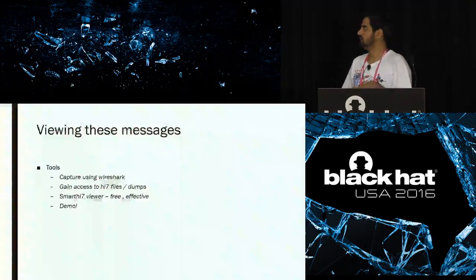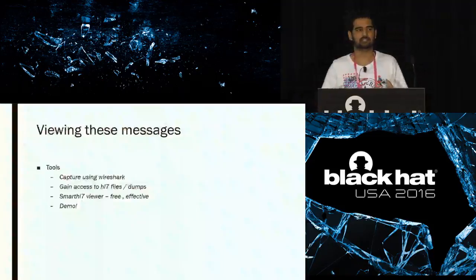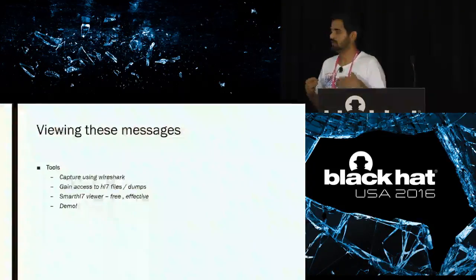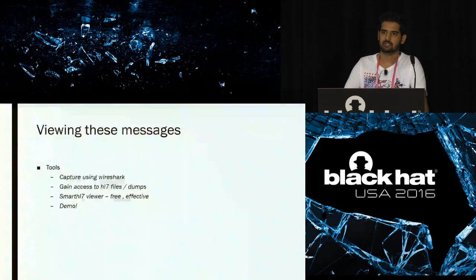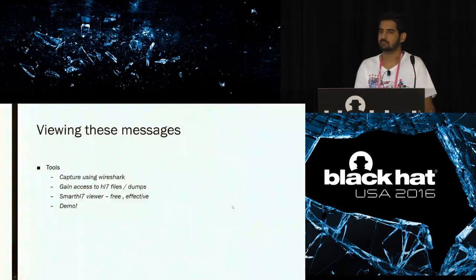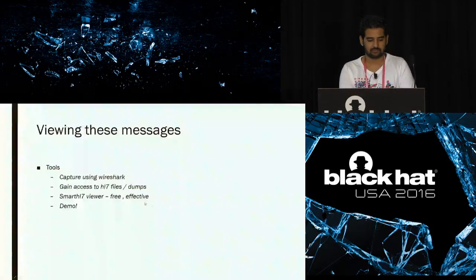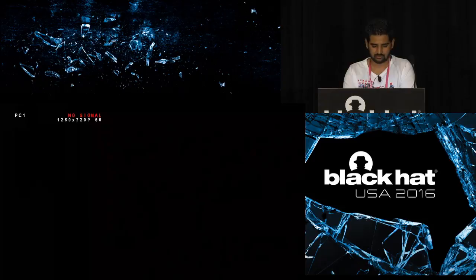Let's just jump to how you view these messages and how you attack these messages. You can capture these messages using Wireshark, but if you're running this on a live environment, be sure you have a really powerful machine. A typical trace over a hospital network gets you GBs of data within 5 minutes. That is why pen testing these messages becomes a little hard. You can gain access to HL7 dumps. What I use is Smart HL7 Viewer. It's free and really effective. So let's see what these look like.